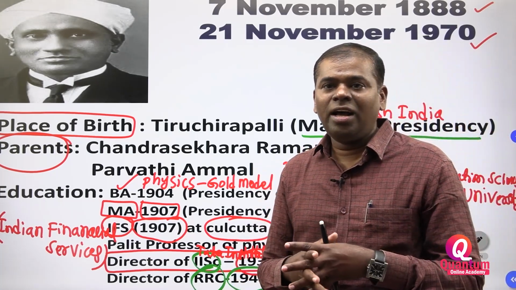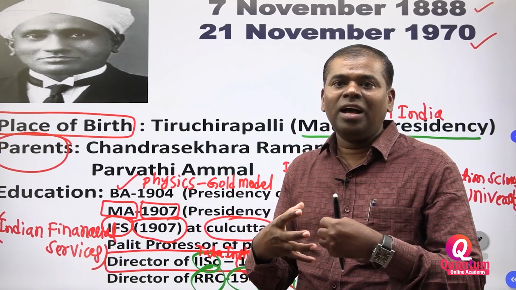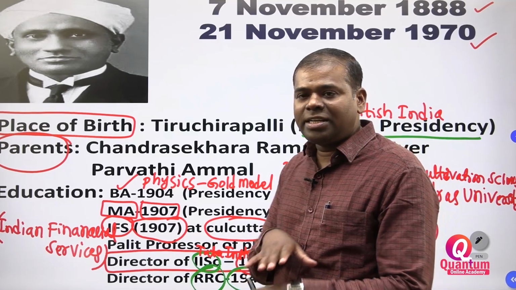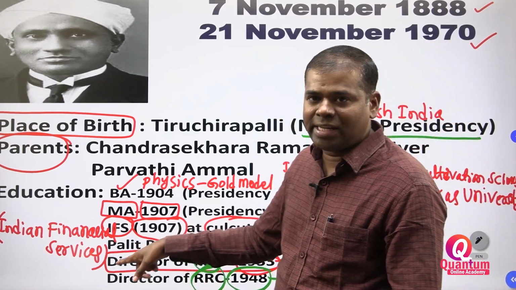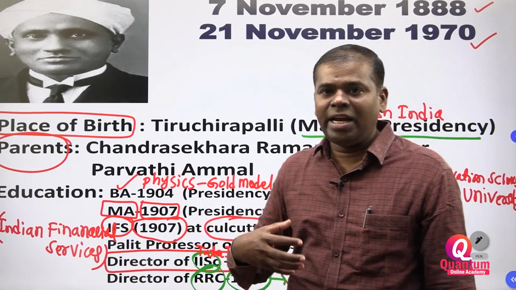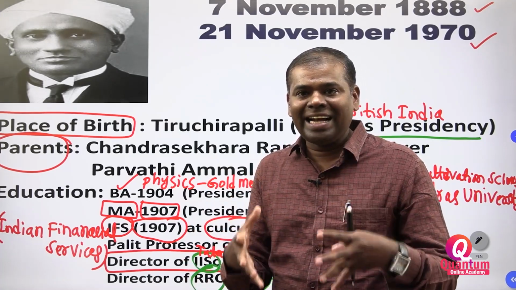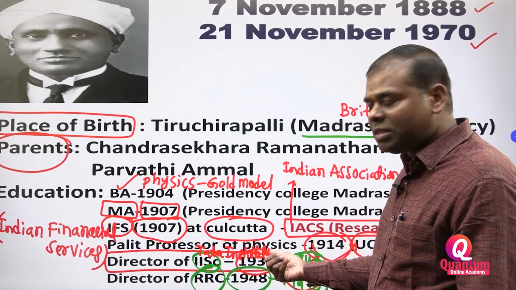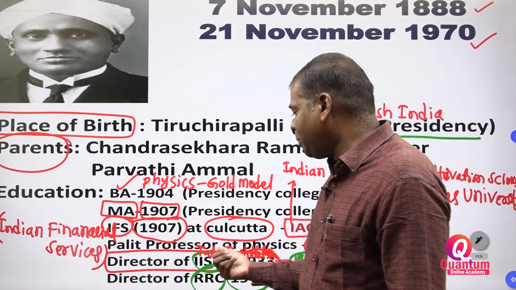There, a couple of professors encouraged him to cooperate in research, so he did the research. After that, he decided to move to the teaching side as a Palit Professor of Physics, because he did not have a doctorate degree. At that time, they only took doctorate holders as professors. That was the problem. That's why in 1914, he took the Palit professorship.